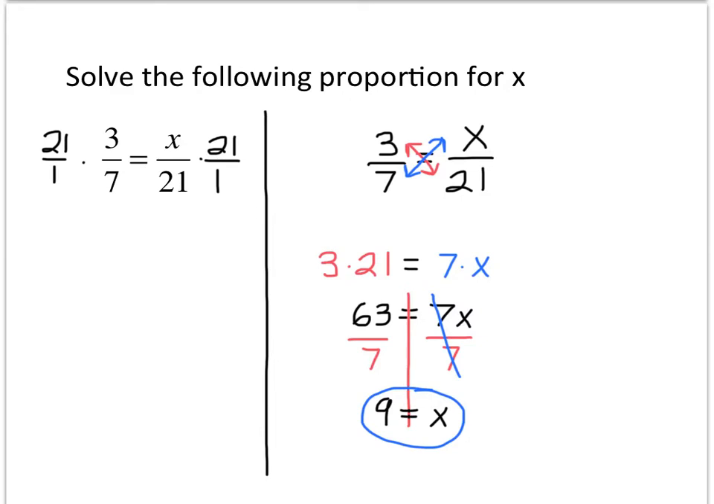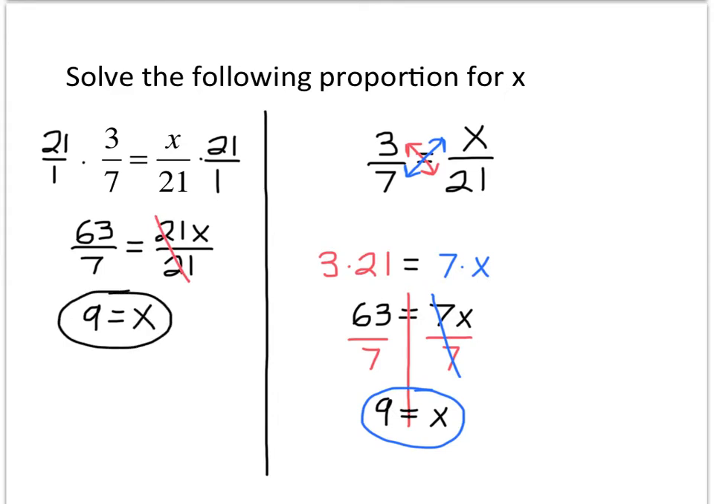So if I multiply both sides by 21 over 1, I can see that I'm going to end up with, on the left-hand side, 63 over 7, right? 21 times 3 is 63. 1 times 7 is 7. Equal to, well, 21 times x is 21x over 21. But if I simplify these, I notice that 63 over 7 is just 9, and 21 divided by 21, I'm left with just x. I get the same answer.